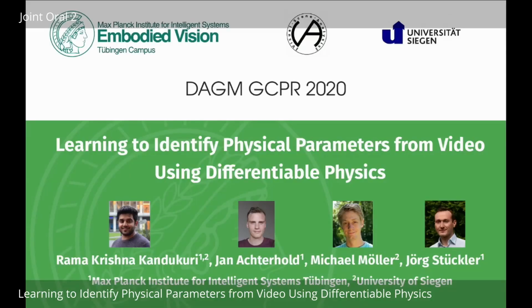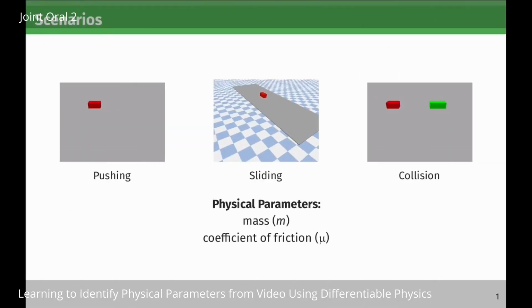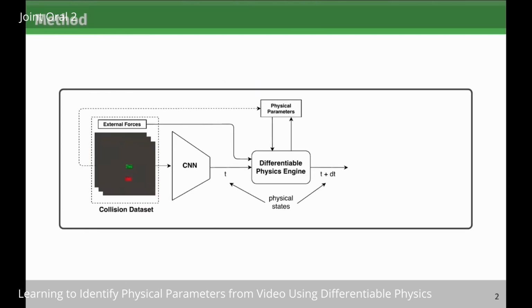Hello everyone, I am Ramakrishna and this work is done in collaboration with Jan Achterholt and Jörg Stückler at the Max Planck Institute for Intelligent Systems and Michael Möller at the University of Siegen. In our paper, we use differentiable physics to learn the latent representation of video. In a supervised setting, we encode the video into physical states, predict the next states using a physics engine, and minimize the loss over ground truth states.